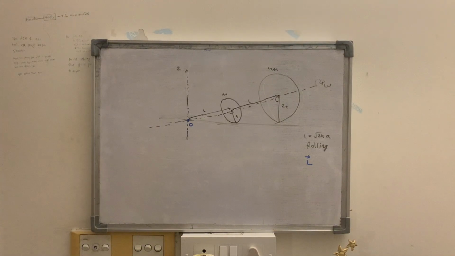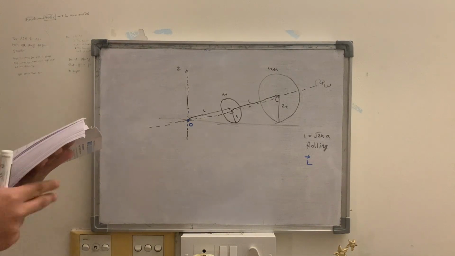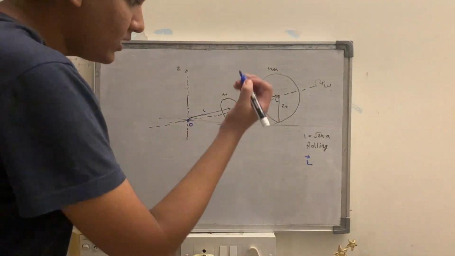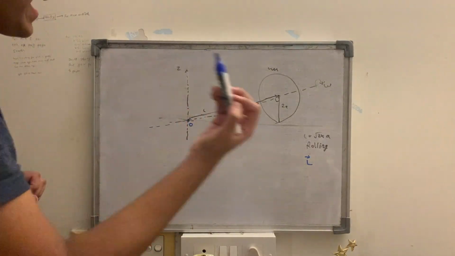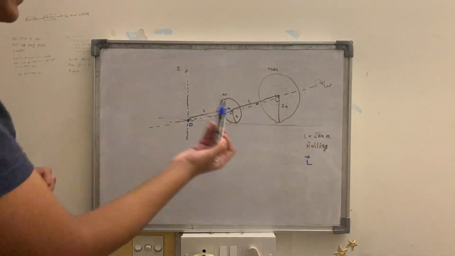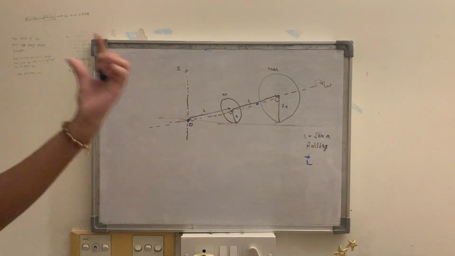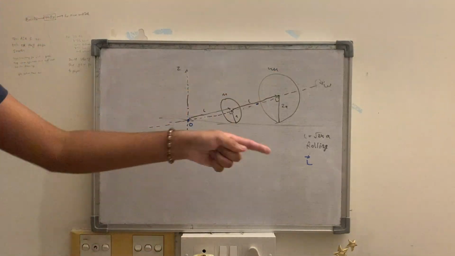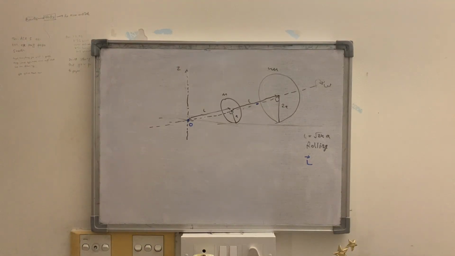The first option is: the center of mass of the assembly rotates about the z-axis with an angular speed of omega by 5. So we need to find by what angular speed the center of mass rotates about this z-axis. About its own axis it is omega, but about the z-axis, that we need to find out.